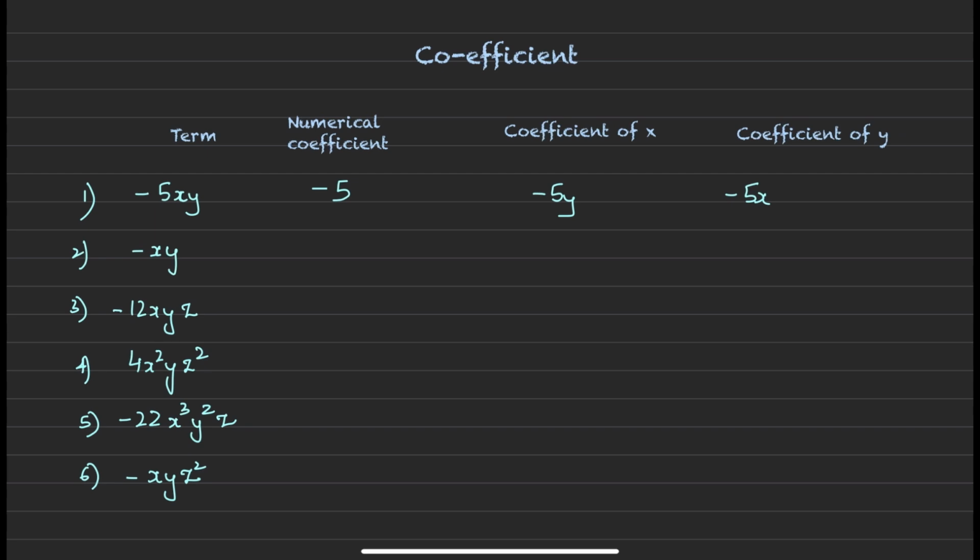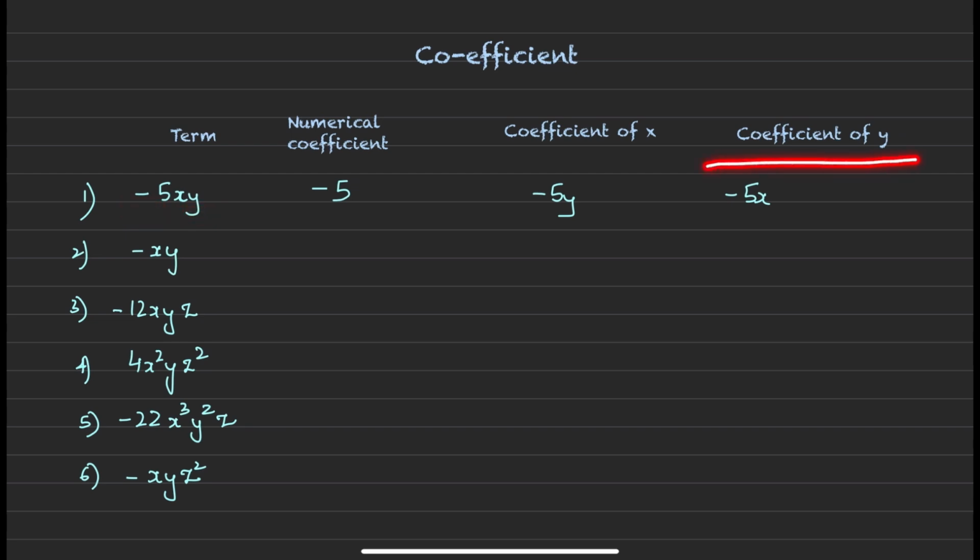For example, look at this one. The first one I have done already. This is a full term. So what is the numerical coefficient? -5 is the numerical coefficient. What is the coefficient of x? Other than x, whatever is there in the term becomes its coefficient. So the coefficient of x is -5y.